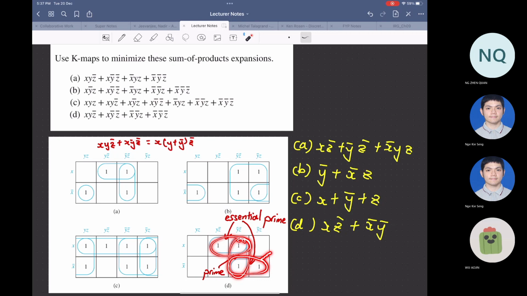Yes or no? Should I take all of them to cover all the ones? Yes or no? Huh? Should I take all of them? What do you think?